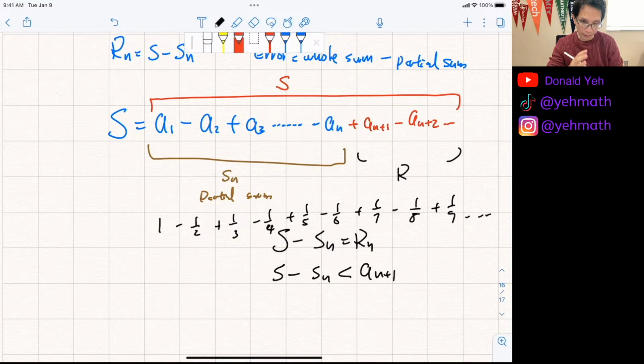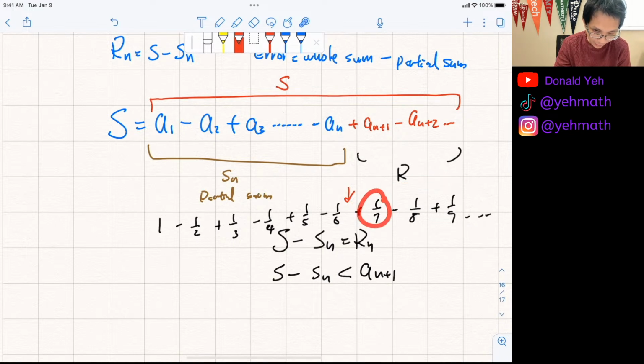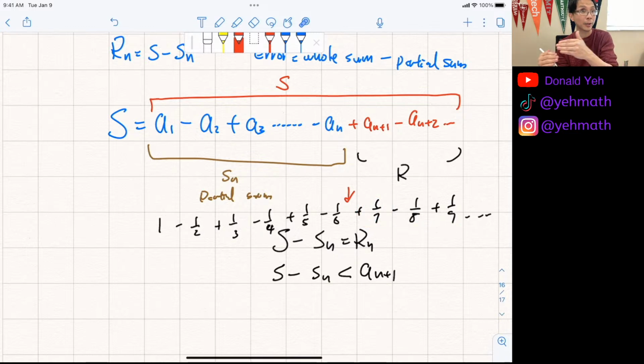If that's the case, let's say we stop right here. We stop at the 6th term, S to the 6. Whatever this adds up to, going to infinity, is always gonna be less than this next term. Because if you keep on adding, it just gets smaller and smaller. You're adding, subtracting, adding, subtracting, but never outrunning this number, A to the n plus 1. The remainder never surpasses 1 over 7.